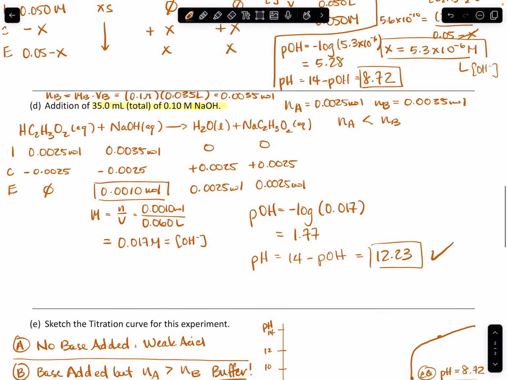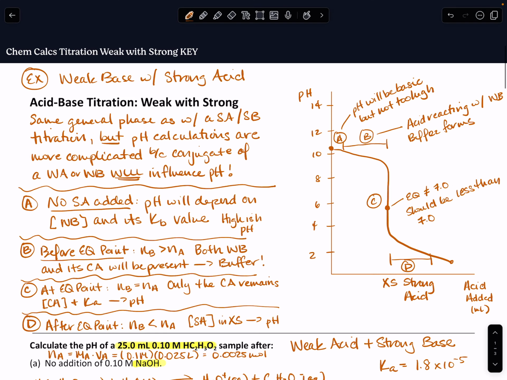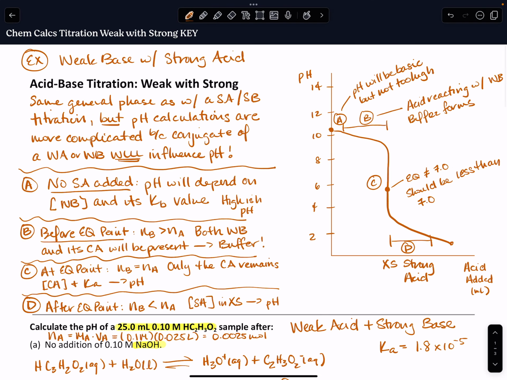So you can see that for a weak acid with a strong base or a weak base with a strong acid, those titration calculations are going to be different because the conjugates are going to matter a little bit more when we deal with these weak acids or weak bases. Also, when you have the conjugate pair present, then you've got a buffer and you have to calculate that slightly differently as well.